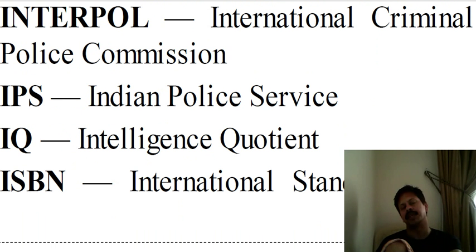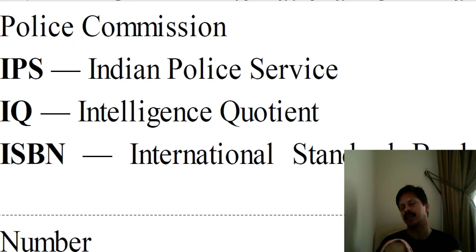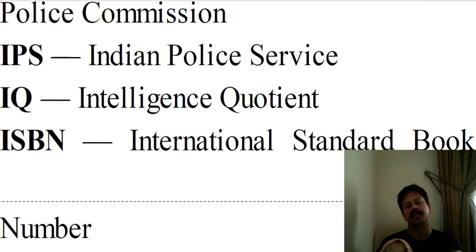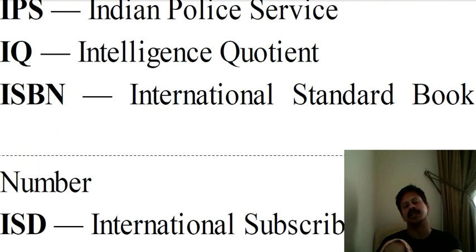IPS, like Indian Administrative Service, we have 2 IPS. One is Indian Police Service and another is Indian Postal Service. IQ is intelligence quotient. Intelligence quotient is a measure of how intelligent you are. Einstein is said to have had the highest IQ when intelligence was tested.